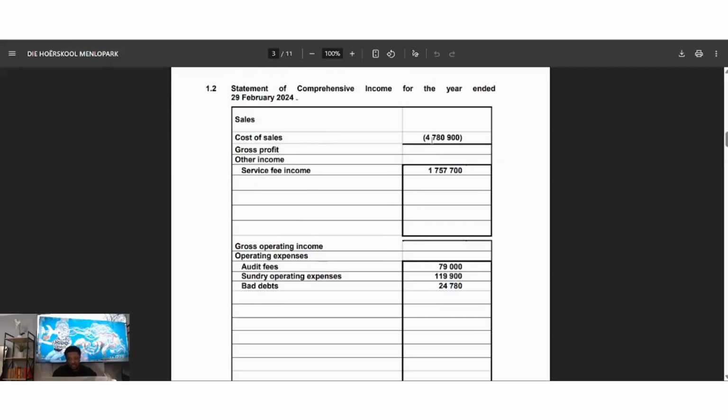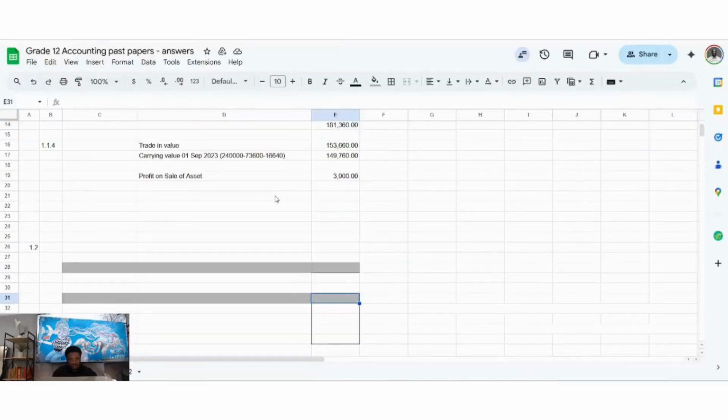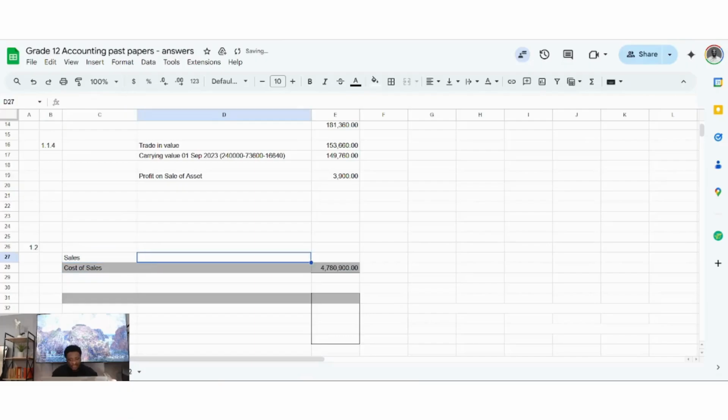So quickly going to take cost of sales here, so that's 4,780,900. So this is going to be our cost of sales. So I'll put cost of sales here. And then the thing that I have to put above that is the sales. Okay, so let's see then.